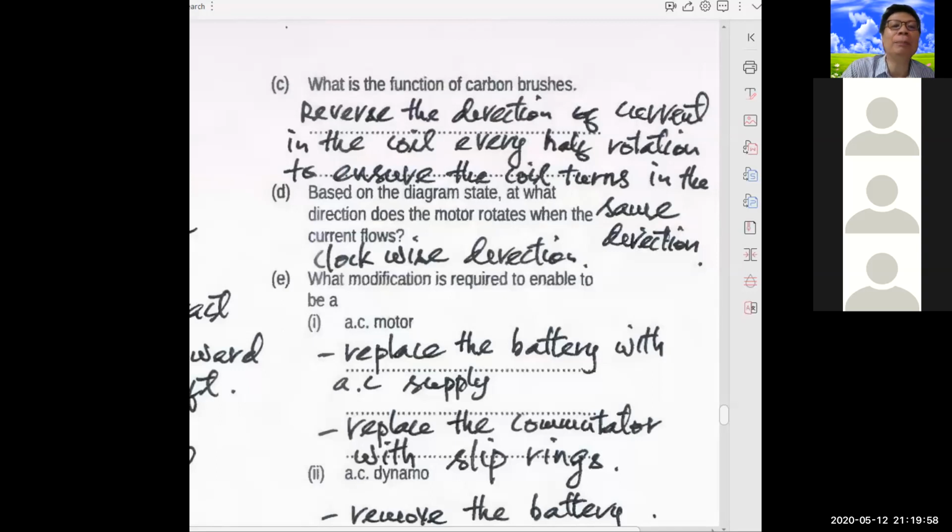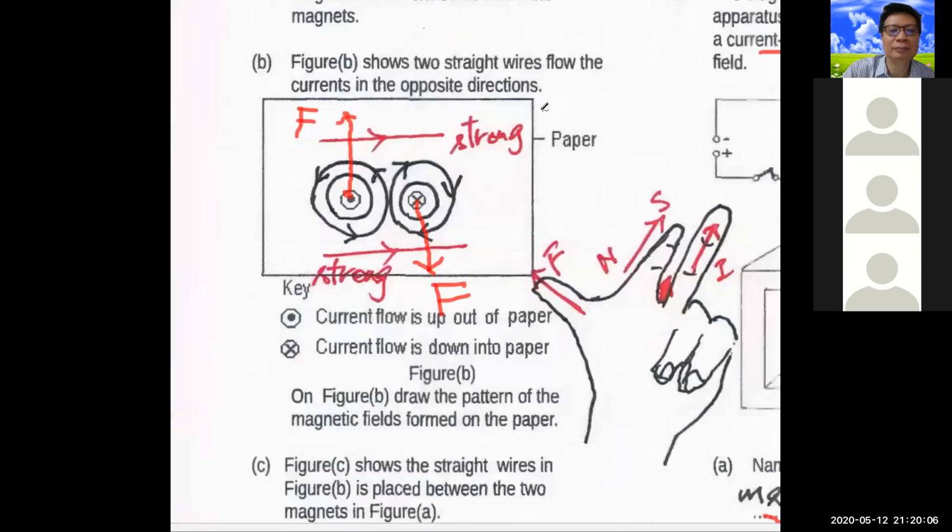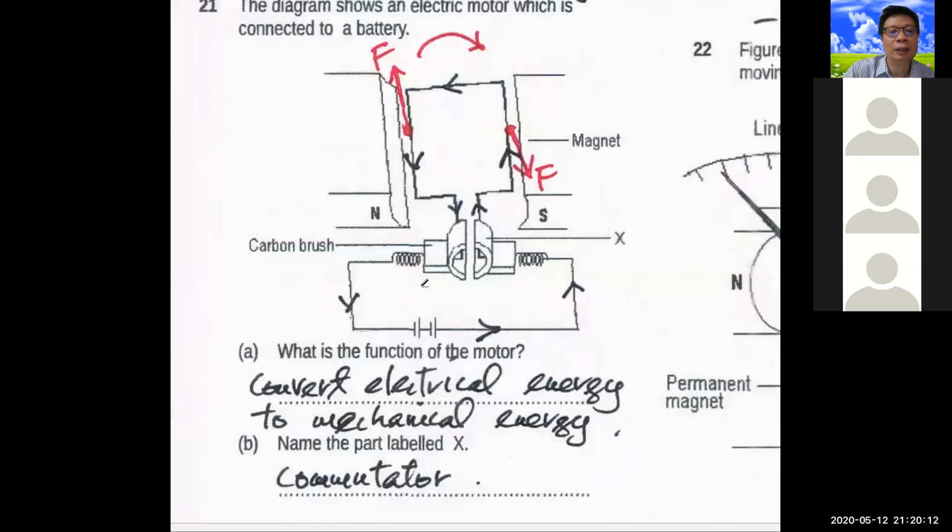What is the function of carbon brush? Okay, come. I know most of you cannot remember. The carbon brush is here. Look at here. Here, carbon brush. Okay. What is the function of this carbon brush? I only explain one time only. Listen. Okay, because when you on the current, this thing will turn, right? The coil turning will cause this commutator to turn also. So this commutator will turn. This one also will turn one and all, except the carbon brush. The carbon brush on this wire, they are not moving.